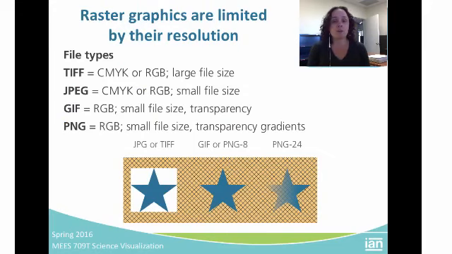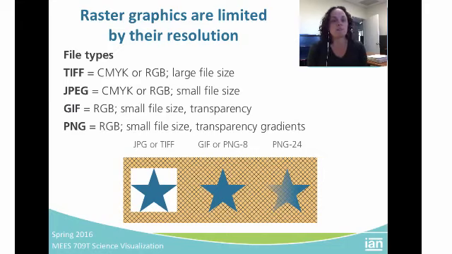Raster graphics are limited by their resolution. They're made up of pixels, and you can't really add more pixels to a graphic that you have. So you want to make sure you save it at a sufficient resolution for your final product. Common file types are TIFFs, JPEGs, GIFs, and PNGs.